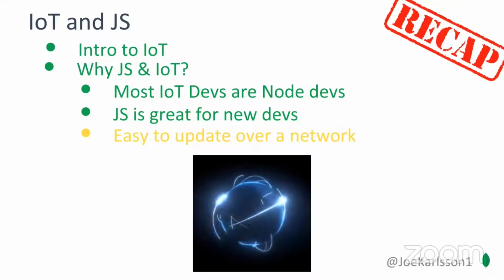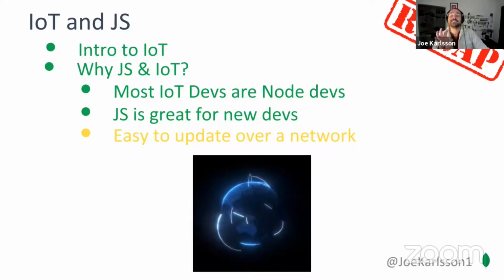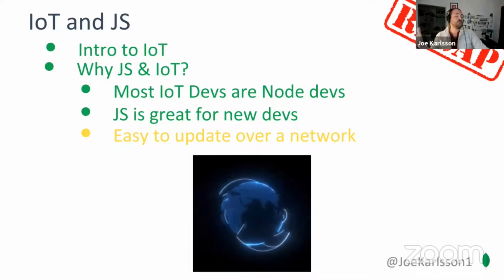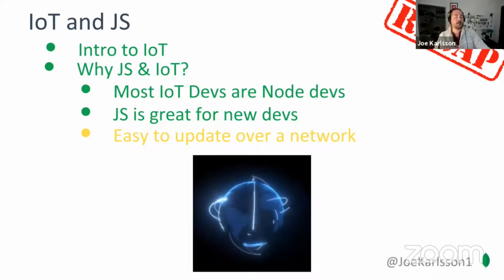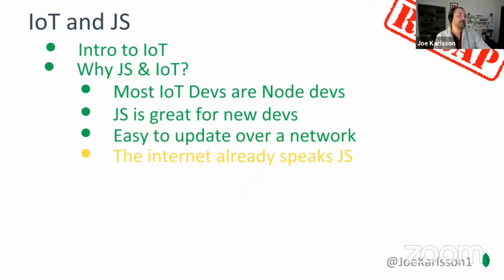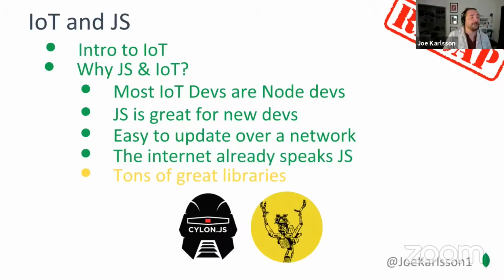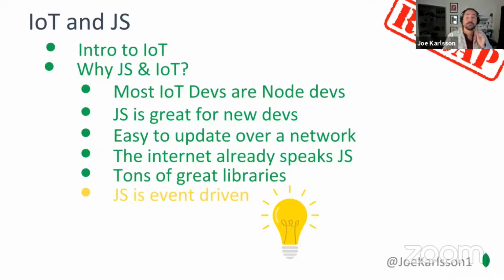JavaScript IoT projects are very easy to update over a network. All you have to do is a git pull and an npm install, and baby, you're done. And it already speaks JavaScript, baby. Let's keep it going. Tons of great libraries and support. Cylon.js, Johnny 5. Of course, I use Johnny 5 for my project. JavaScript is event-driven, which matches the real-world patterns of IoT projects being event-driven as well.